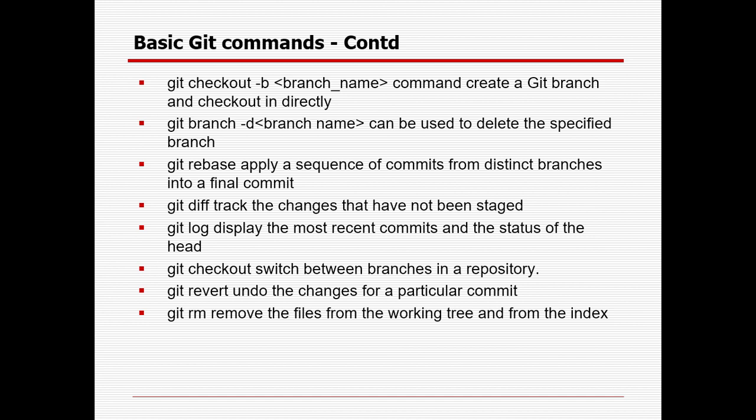Git rebase applies a sequence of commits from a distinct branch onto the final commit. Git diff tracks the changes that have not been staged. Git log displays the most recent commits and the status of the head. Git checkout switches between branches in a repository. Suppose you have multiple branches, then you need to use git checkout and the branch name. Git revert undoes the changes for a particular commit. Git rm removes the file from the working tree and from the index.